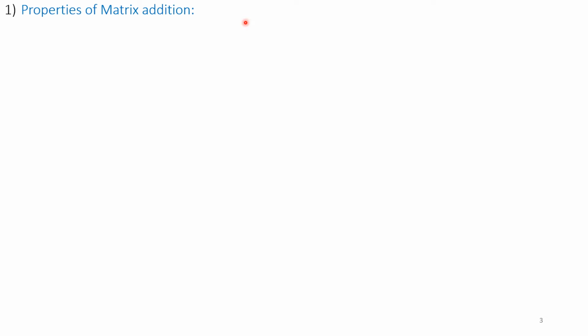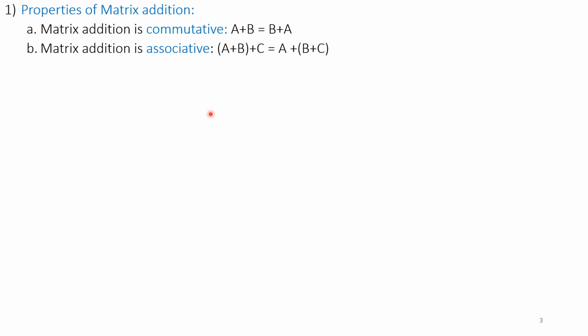Properties of matrix addition. We will study now the properties of matrix addition. Part A. Matrix addition is commutative. That is, if there are two matrices A and B, then A plus B is equal to B plus A. B. Matrix addition is associative. That is, (A plus B) plus C will be equal to A plus (B plus C).